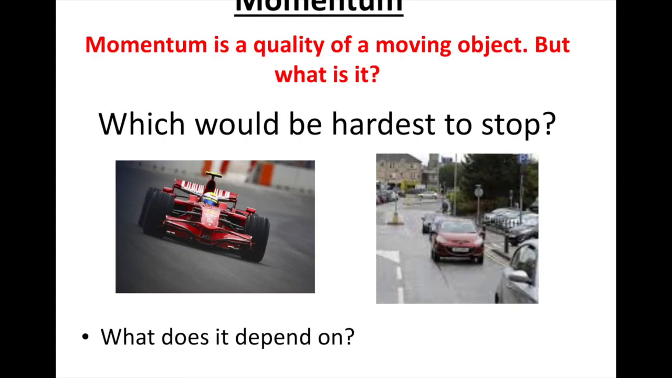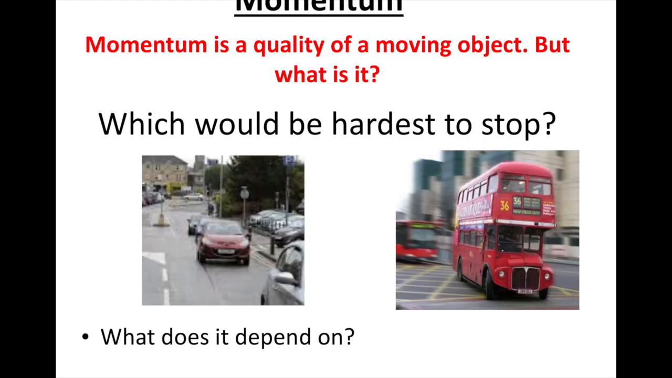So first of all, momentum is a quality of a moving object. But what is it? Well, let's have a look. Which will be hardest to stop? A racing car on a track or a car in a city? Well, of course, it's going to be the racing car on the track because it's got a much higher speed, so it's got more kinetic energy. So momentum is about really thinking about the stoppability of an object as well. So it's going to be harder to stop the racing car.